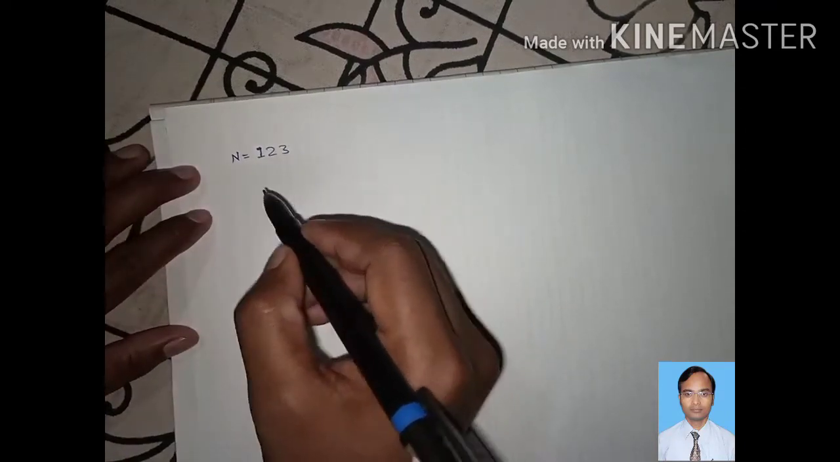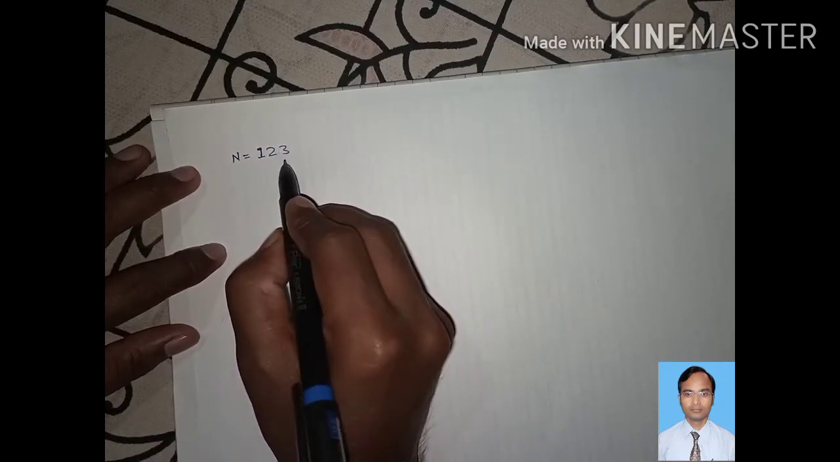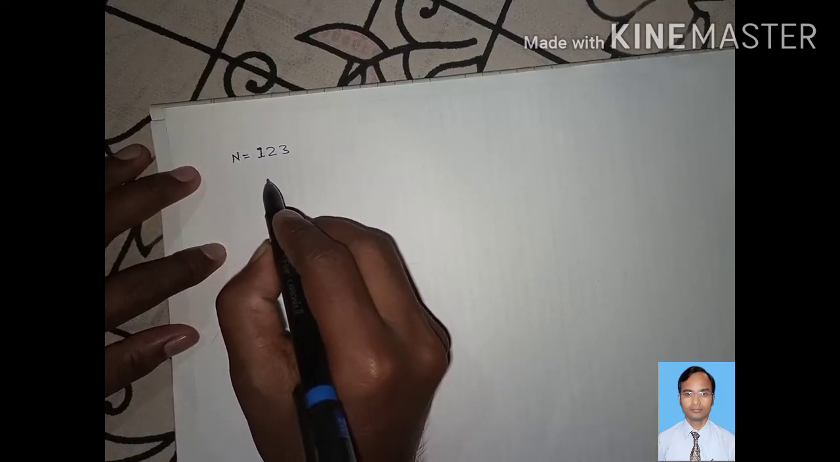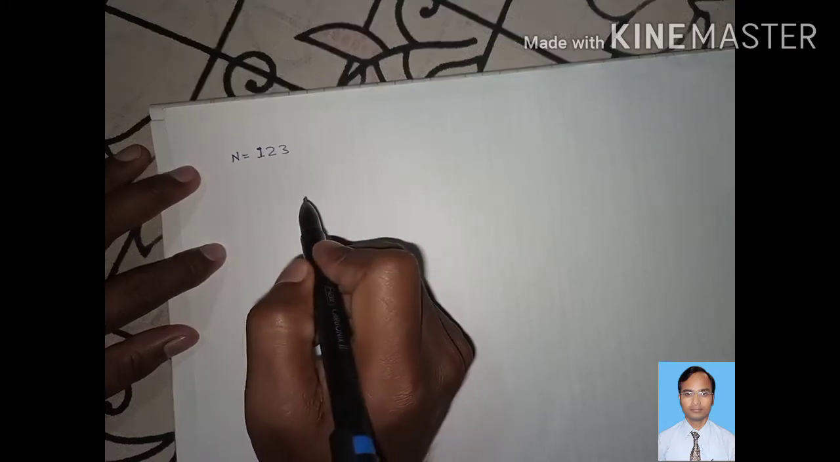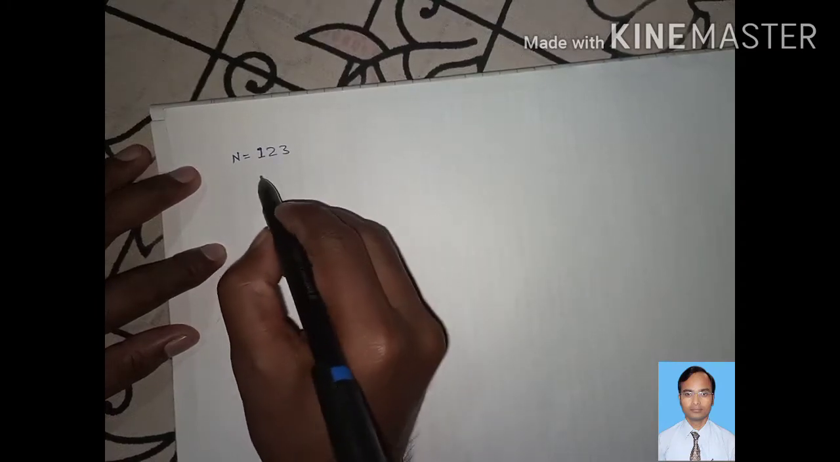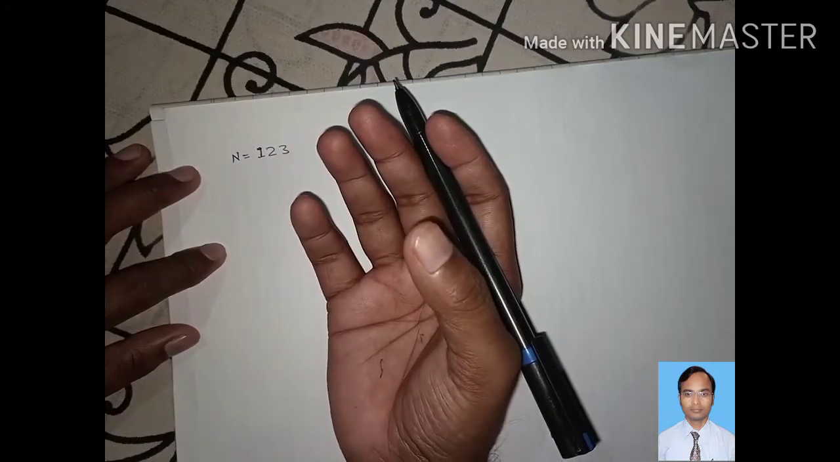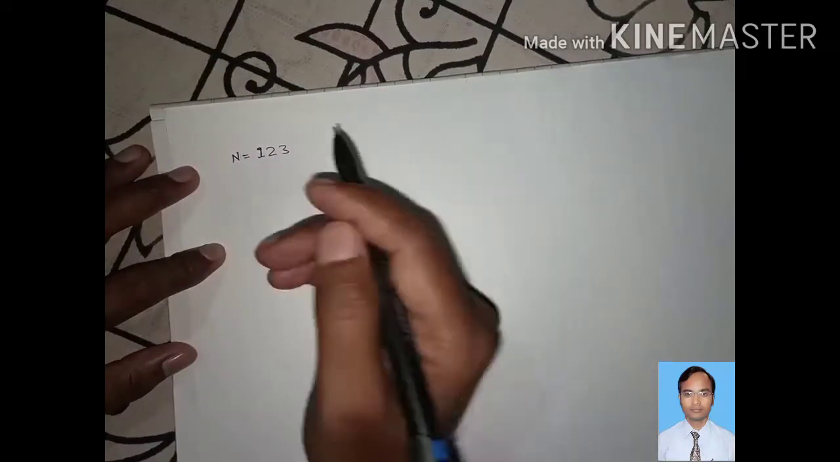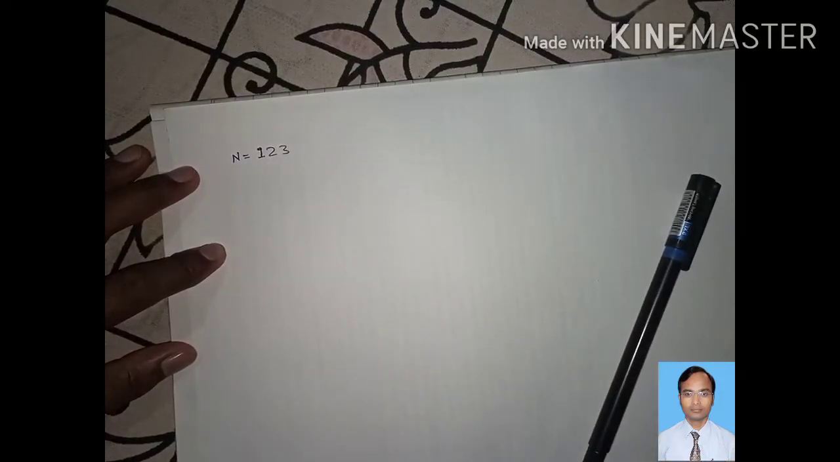How can we separate this digit? The logic is, if you have a number and you want to separate a digit from that number, then you can use the mod sign and the divide sign. As you know, if you use mod, that will generate the remainder, and if you use the divide sign, that will generate the result, the quotient.